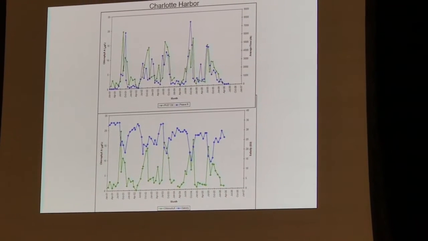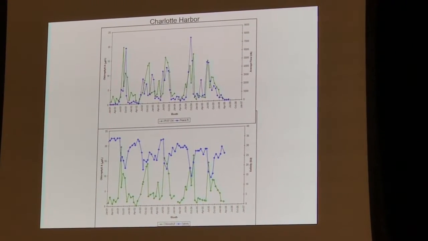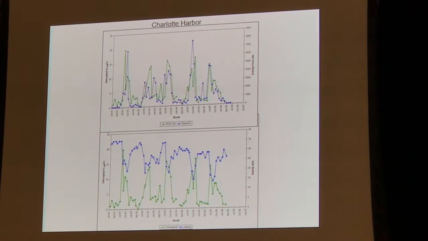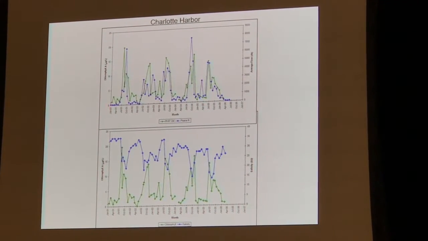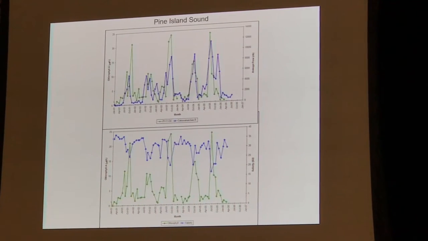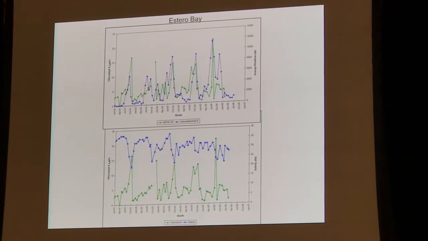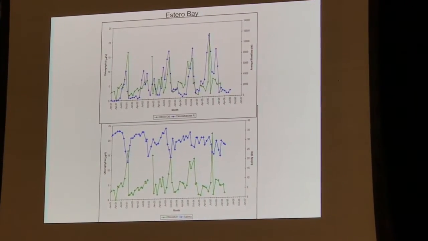Here's 5 years worth of data. Ignore the bottom half, just look at the top half. Blue is river flow: wet season, dry season, wet season, dry season. And the green is the size of the algal blooms in Charlotte Harbor. There's Pine Island Sound, same thing. And there's Estero Bay. Very good correlation.